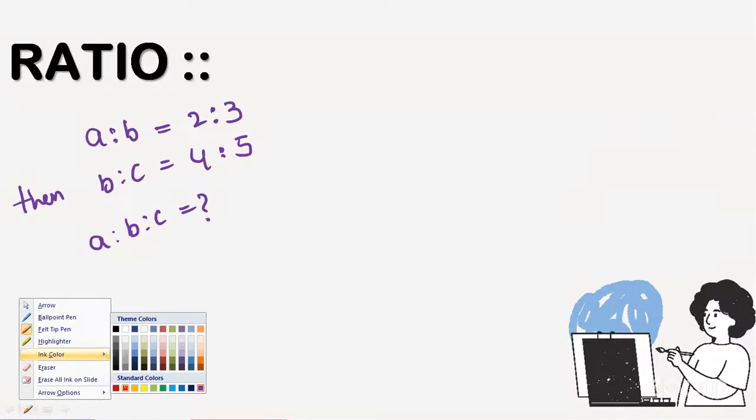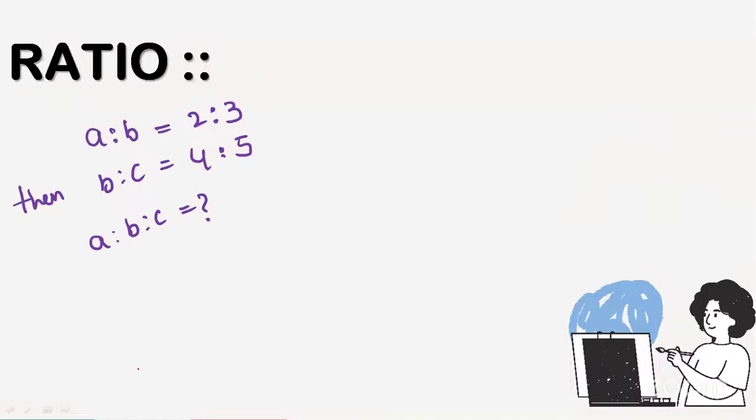Okay? Listen, guys, sir. First of all, I'm going with the basic method. After that, we will use the shortcut method, guys, sir. So I think no need for pen and paper. Look at the screen carefully. Here, A is how many parts? 2 parts. B is how many parts here? 3 parts. Again, B is how many parts here? 4 parts. Again, C is how many parts here? 5 parts. A and C are very clear, guys, here. So A is 2 parts, C is 5 parts. But B is 3 parts here, and 4 parts here, guys.